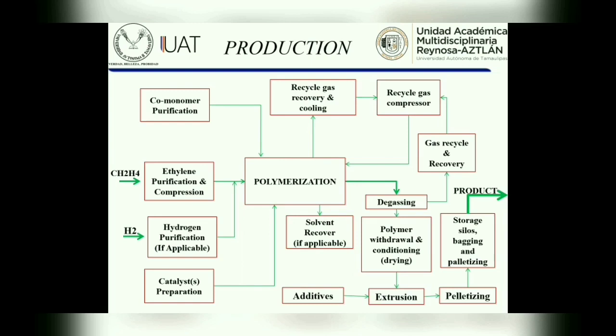In the following diagram, we can see the comonomer purification, the ethylene purification and compression, the hydrogen purification if applicable, and the catalyst preparation to start the polymerization, where we can find the solvent recovery if applicable, and also we can recover the gas. Recycle to the gas compressor, and then we turn to the degassing section, with optional drying. We have the additives, the pelletizing, and the storage, silos, and bagging, where we can obtain the final product.